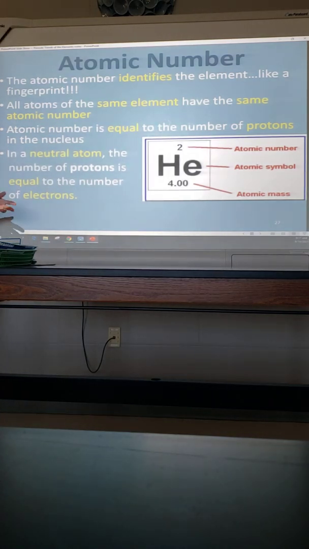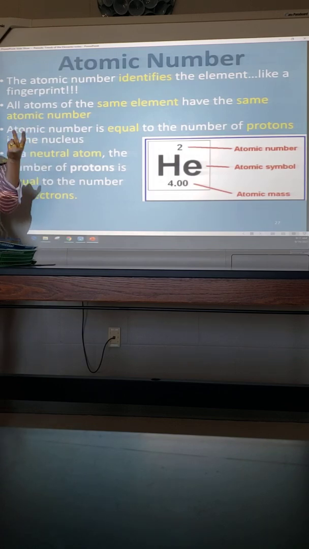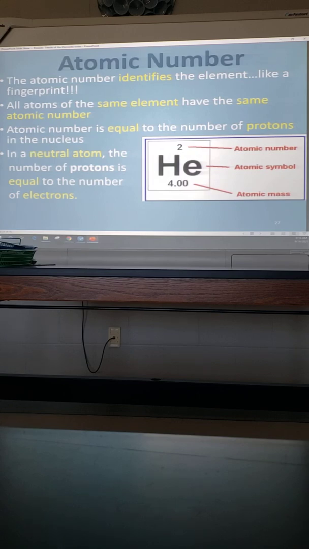So by default, if an atom is neutral and you have 2 protons, which is 2 positive charges, to have a neutral atom you'd have to have 2 electrons to balance out each positive proton. So in a neutral atom, the number of protons will equal your number of electrons. But not always is an atom going to be neutral. So we'll get to that here too.